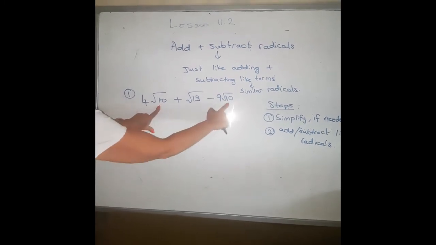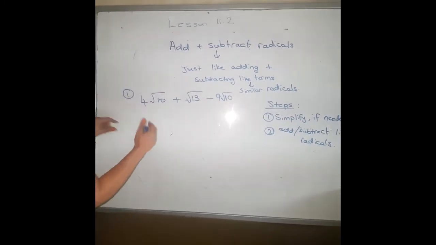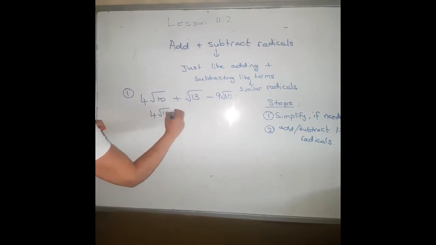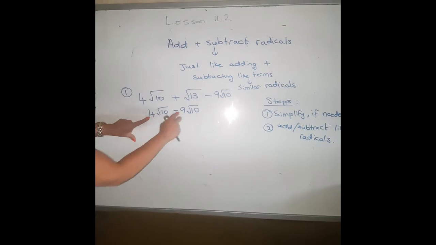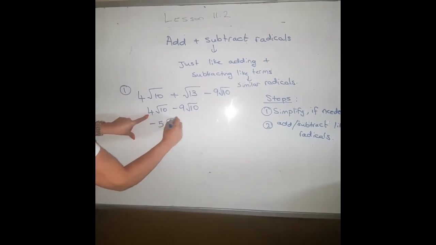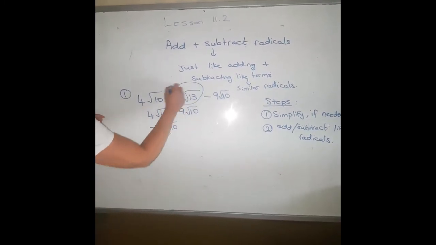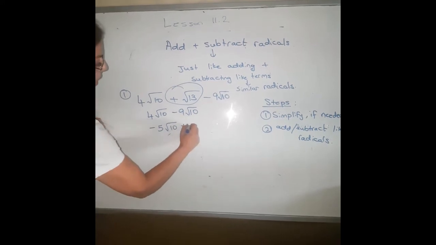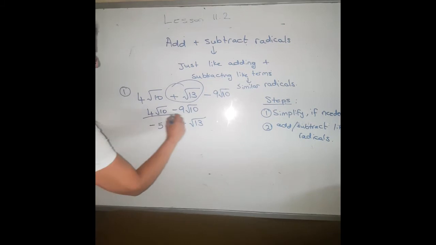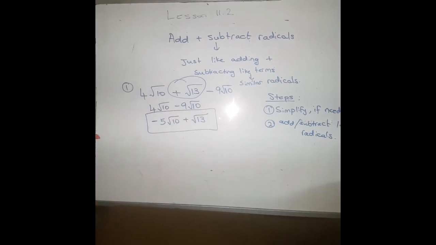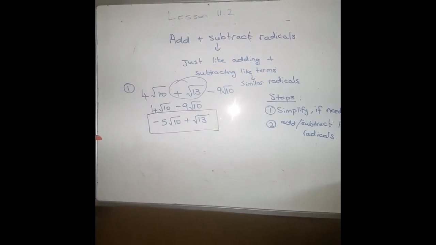4 radical 10 and minus 9 radical 10. Bring them together and I add and subtract my whole numbers. 4 minus 9 is a negative 5 radical 10. The 13 doesn't have a like term, so I bring it down in my answer. And this is actually my answer as it is. Negative 5 radical 10 plus radical 13, and that's it.